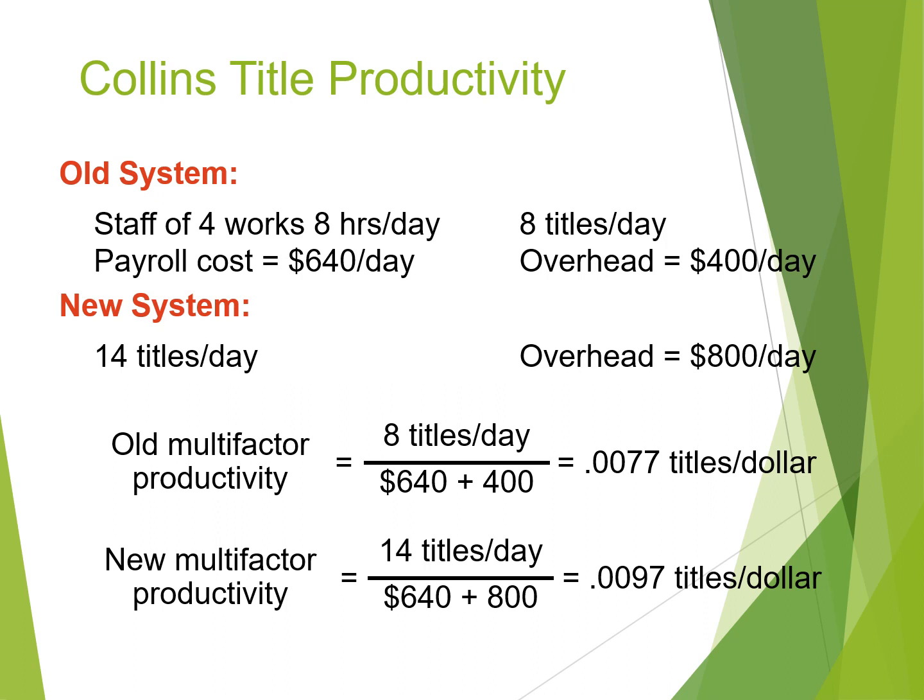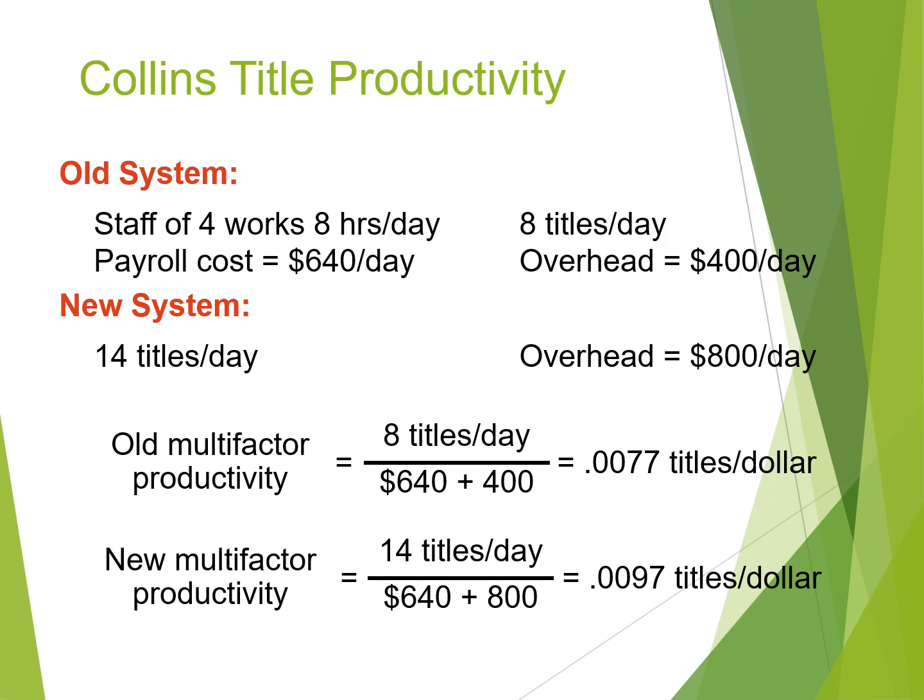Multi-factor productivity has increased from 0.0077 to 0.0097. Now this change is computed by subtracting 0.0077 from 0.0097, which is equal to 0.002, then dividing by 0.0077 for 0.26, or a 26% increase in multi-factor productivity.